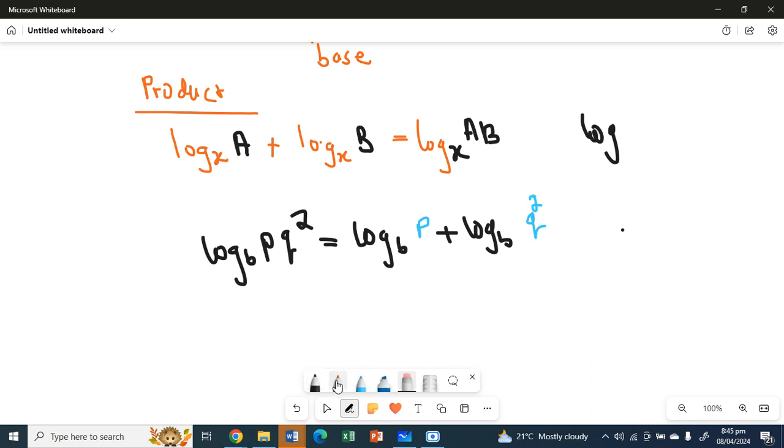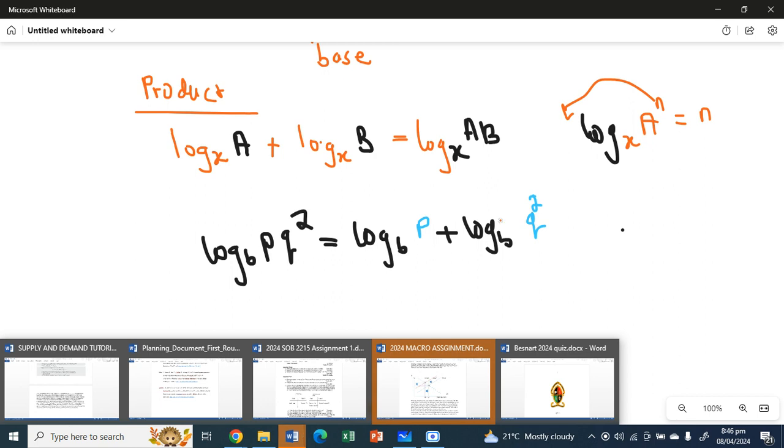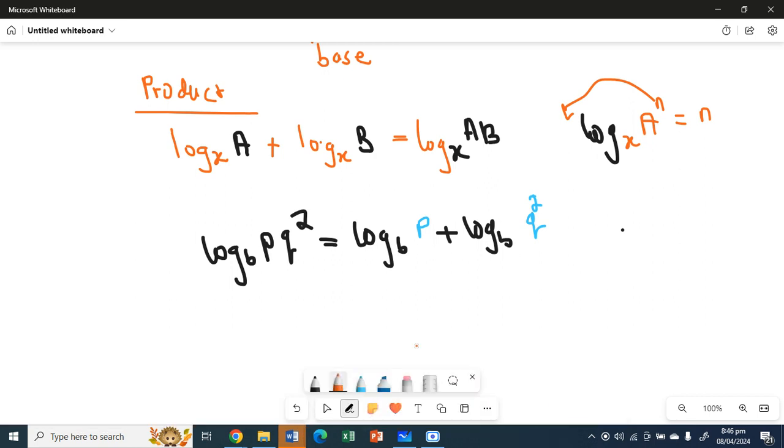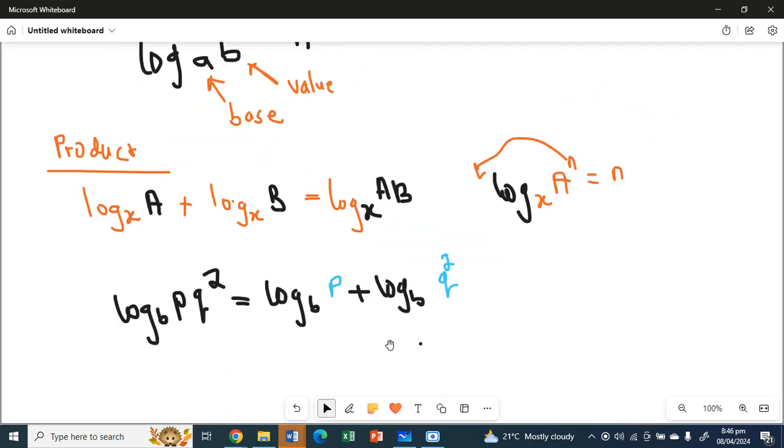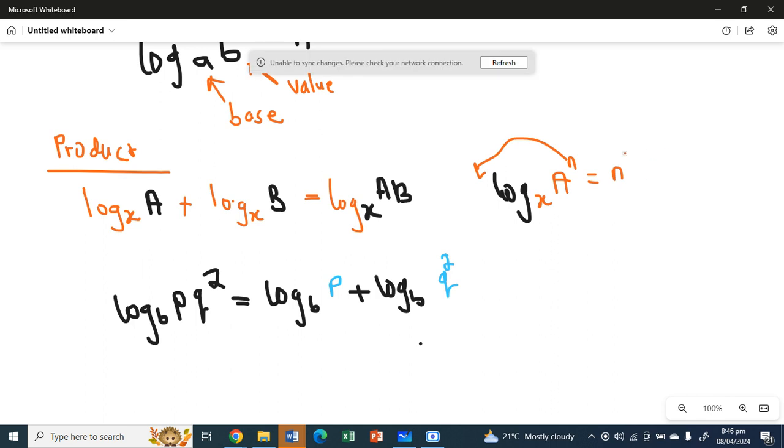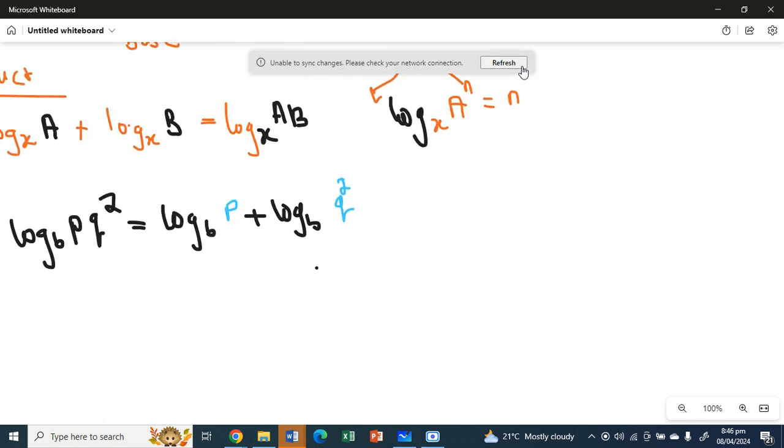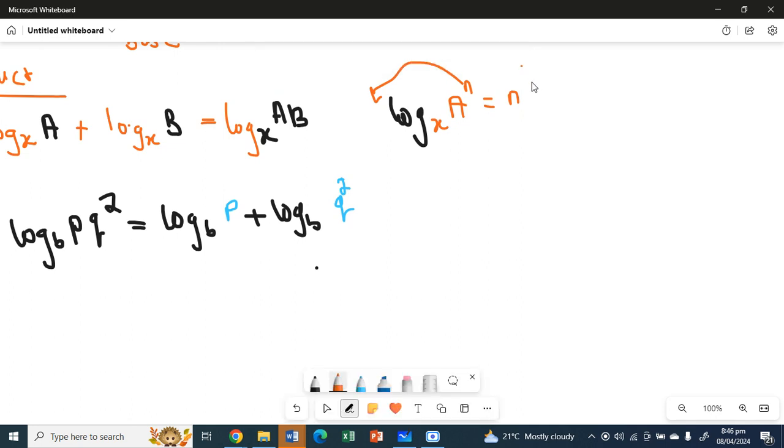Log x a to the power n. So with the power rule, what you just need to do is the exponent, you bring it in front of the logarithm. So it becomes n log.